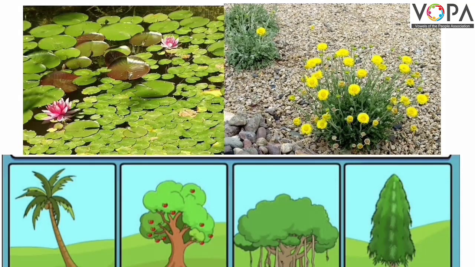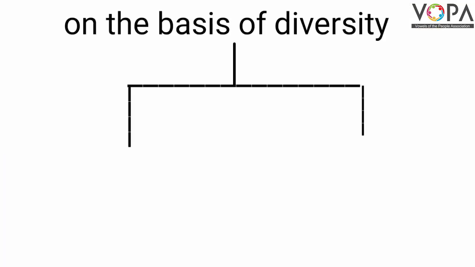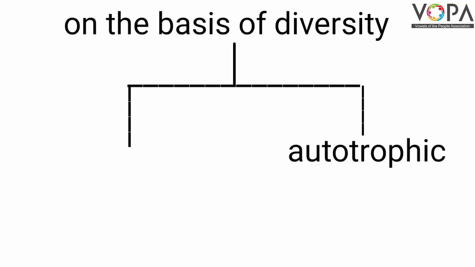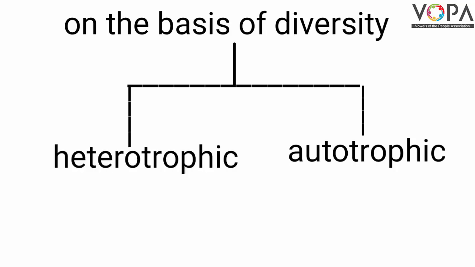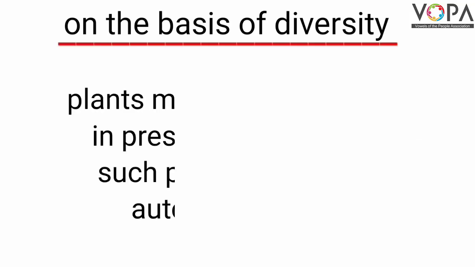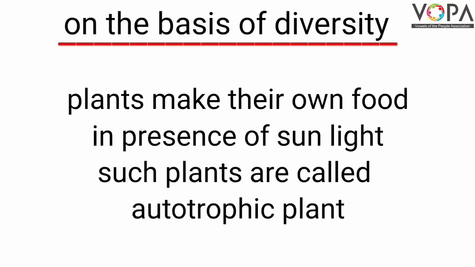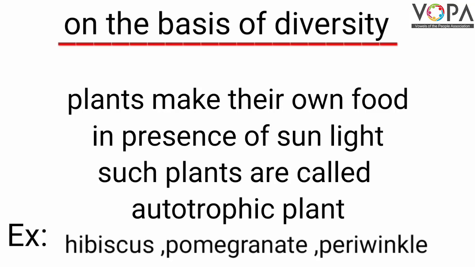On the basis of diversity, plants are classified or divided into 2 classes: autotrophic and heterotrophic. Plants that make their own food in presence of sunlight are called autotrophic plants. For example, hibiscus, pomegranate, periwinkle, etc.